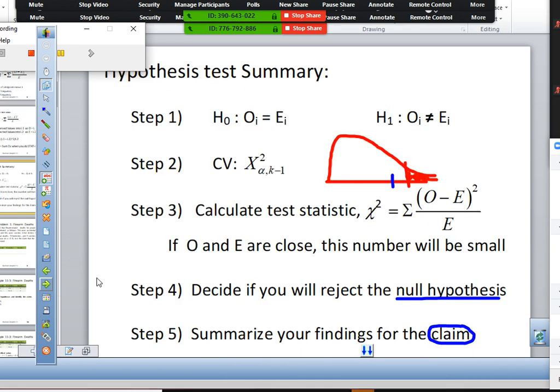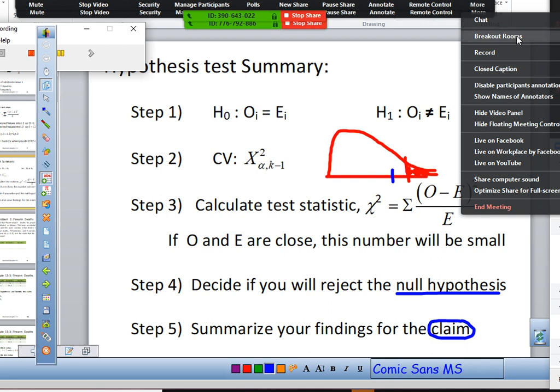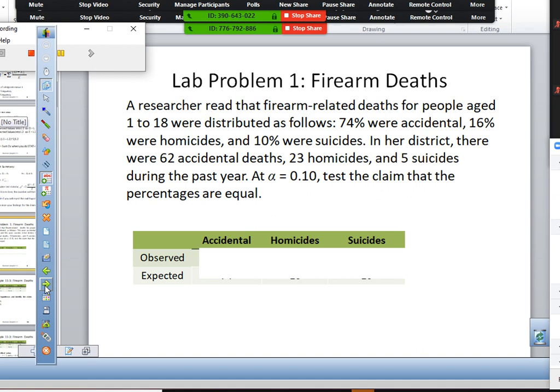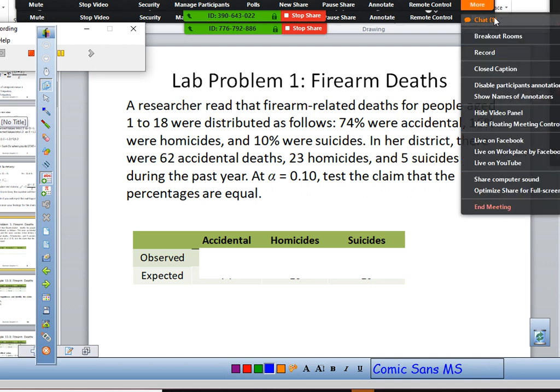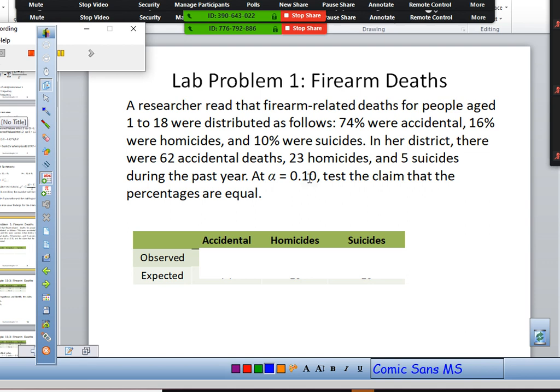Okay, so again, here are the steps, and I will leave that up there and let you go back into your groups. Do you want to look through the one you did last class first? You did firearm deaths. Do you want to look at that first, yes or no? Okay, we'll go with that. All right, so here it is.